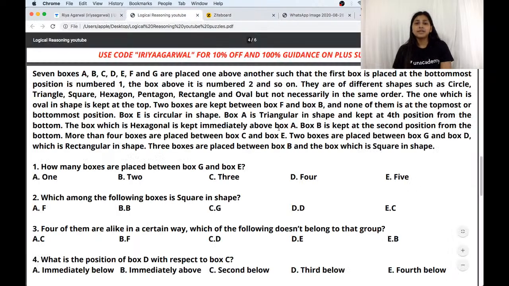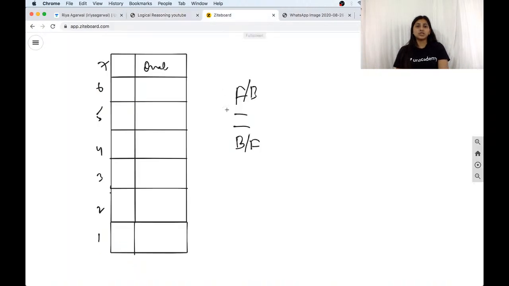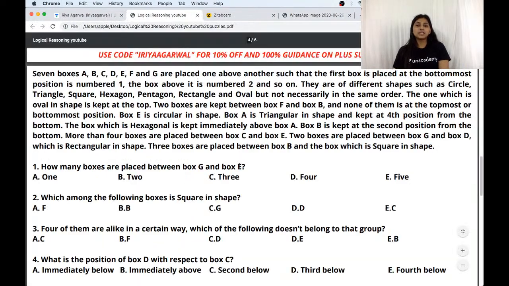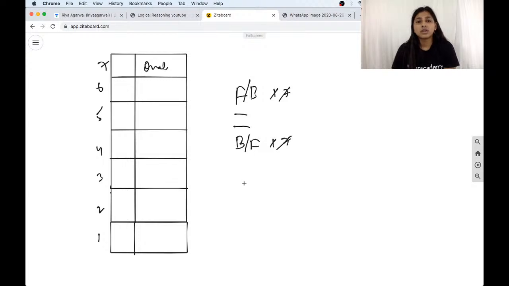Okay. Next we have, none of them is at the topmost or bottommost position. So they cannot be at first or seventh. Okay. Next we have, box E is circular in shape. Box E is circular in shape.